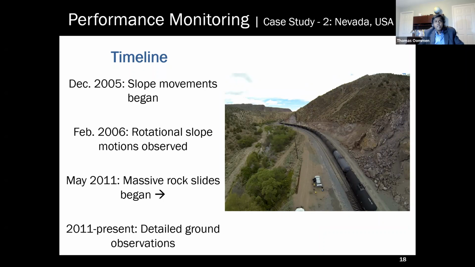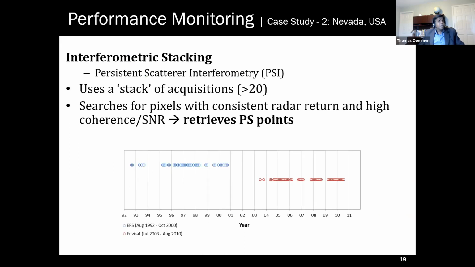And particularly in 2005, there was a failure, or slope movement started to show. In 2006, there were rotational slope motions observed at the site. And in 2011, there was a massive rock slide. And from 2011, the rail company started doing detailed ground monitoring and instrumentation. So the question to us was, hey, can we utilize this technology to monitor rail corridors, transportation networks, and infrastructure?